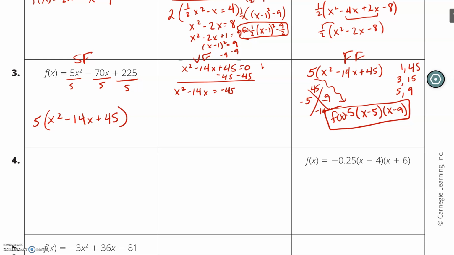So our b term is negative 14. B divided by 2 would be negative 7. And b divided by 2 squared would be positive 49. So 49 is what we're going to add to both sides. So when we add that 49 to both sides, the left side is going to factor into a perfect square trinomial. And adding 49 to a negative 45 is going to give us a positive 4.